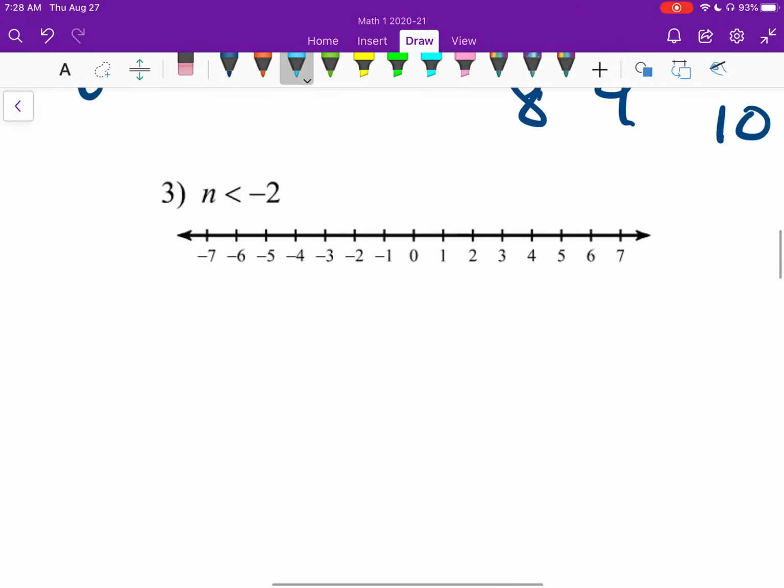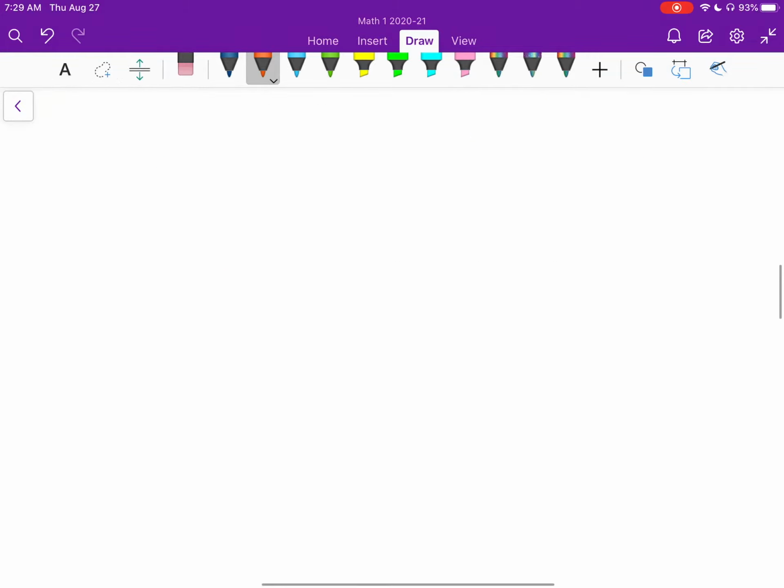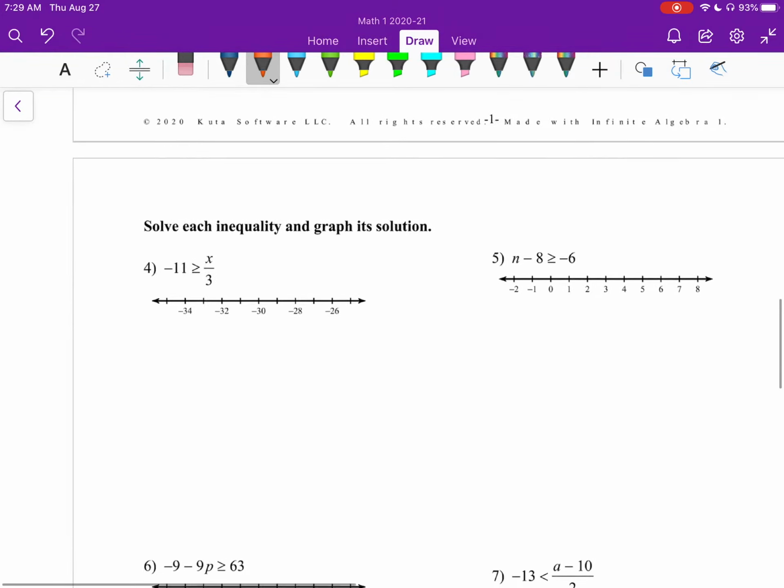All right, number 3. n is less than negative 2. So same idea, we do not have a line underneath it, so we can just do an open circle on negative 2. And then we'll check again. We'll check this 0. We'll say, well, is 0 less than negative 2? And the answer is no. 0 is not less than negative 2. So we shade away from the 0. All right. Oh, I left a lot of space there.